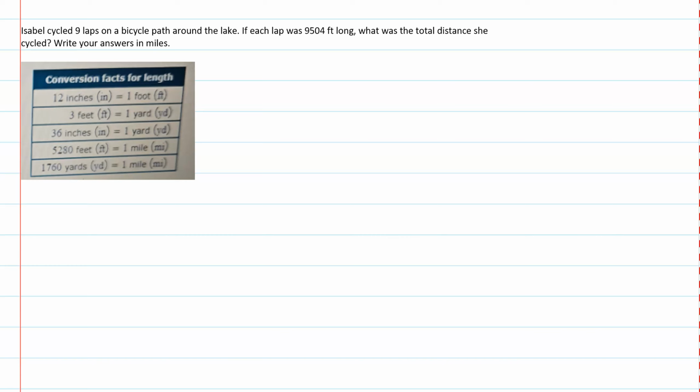Okay, we're going to work on conversions. So you'll see that there are some conversion facts here: 12 inches equals 1 foot, 3 feet equals 1 yard, etc. Since 12 inches equals 1 foot, that means that the fraction 12 inches over 1 foot is a clever form of 1.